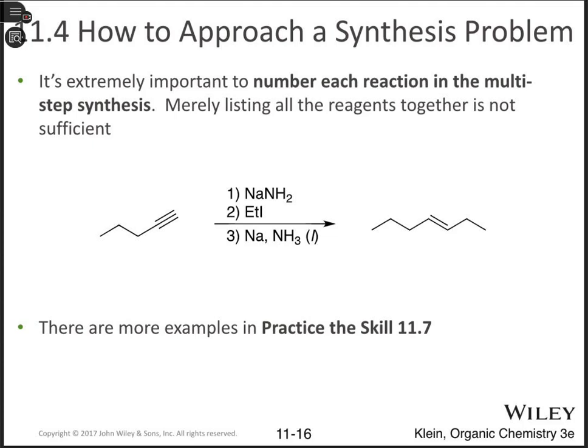So in this case, this is a 3-step synthesis. First, we add NaNH2 to deprotonate the alkyne. Then we add ethyl iodide to have an SN2 reaction where we add 2 carbons. We still have an alkyne. Then we add sodium and liquid ammonia that will convert the alkyne into a trans alkene.